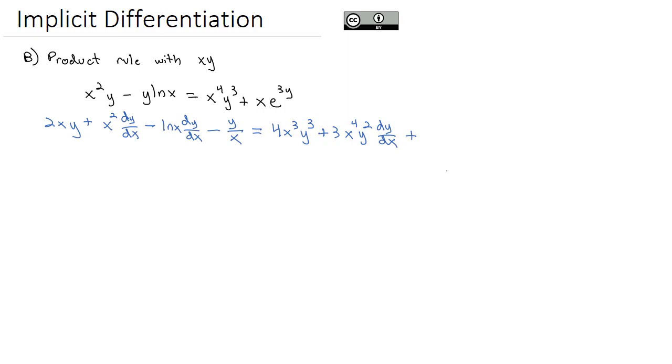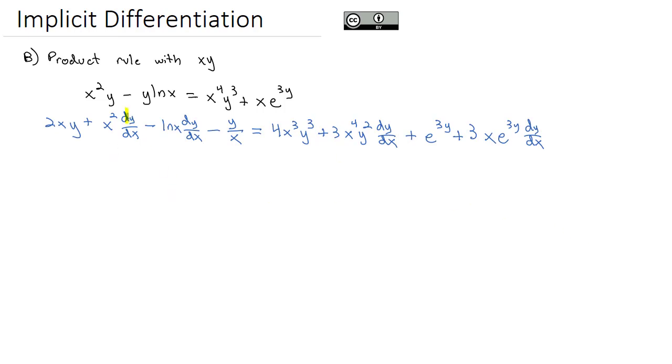Plus, another product. The derivative of x is 1 times the second, which is e to the 3y, plus the derivative of the second, which is e to the 3y times 3. But then the derivative of y is dy dx times the first.